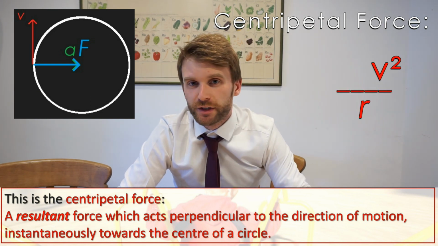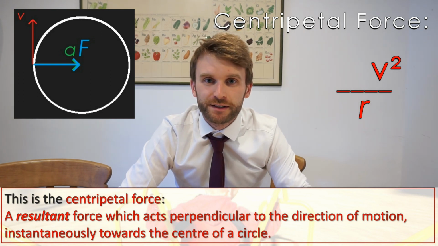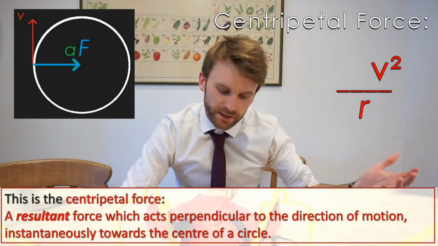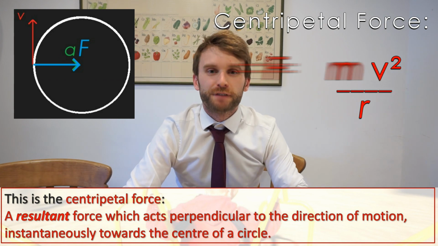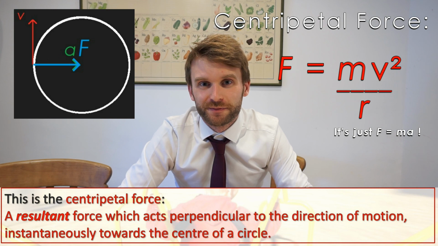If a is v squared over r, then we very simply plug in the mass and use F equals ma. F equals ma, a equals v squared over r, and therefore F equals mv squared over r. It's not rocket science yet.